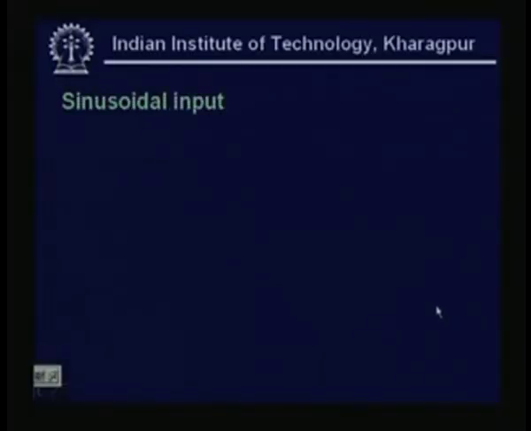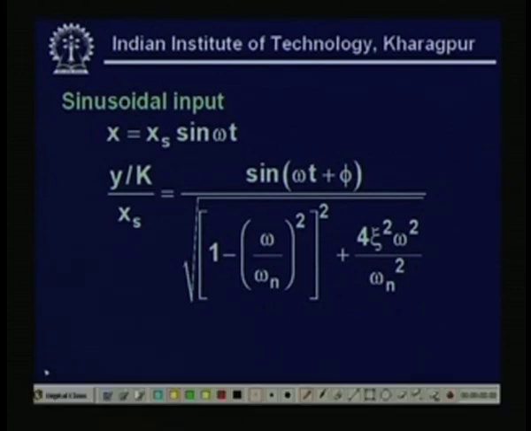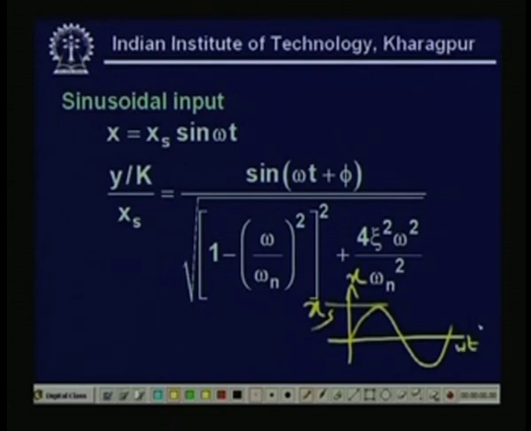Now, last one is the sinusoidal input. That means we are considering the sinusoidal input to a system. The sinusoidal input is x equal to xs sin omega t. All of us know from the first year classes how the sinusoidal input looks. So, this is my sinusoidal input. This is our xs and this is our x. This is omega t, right?